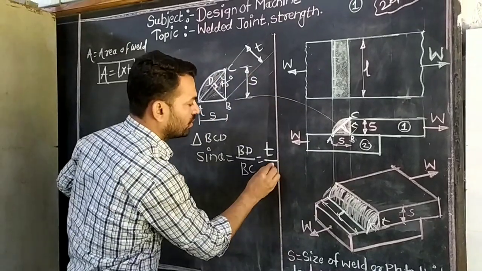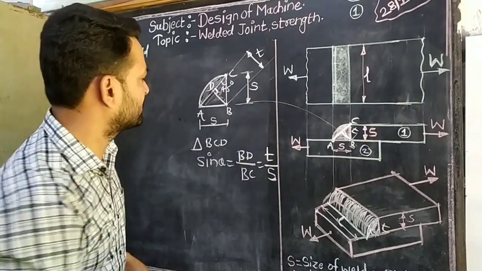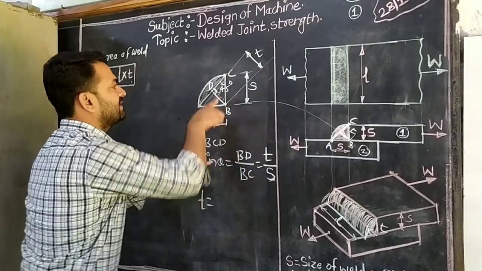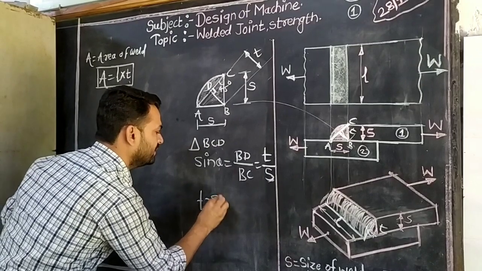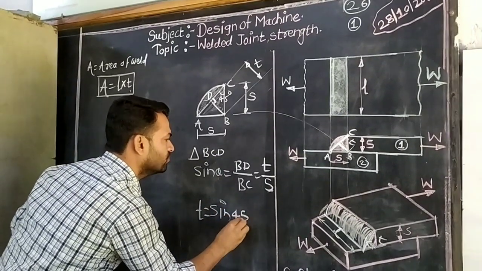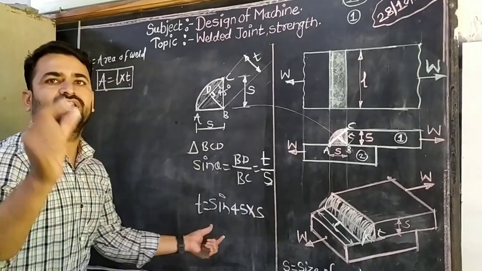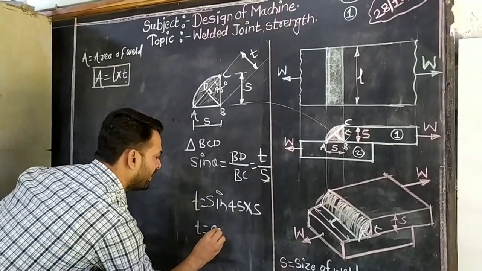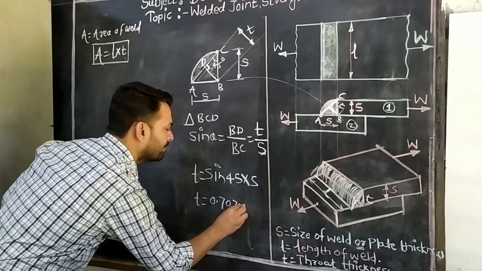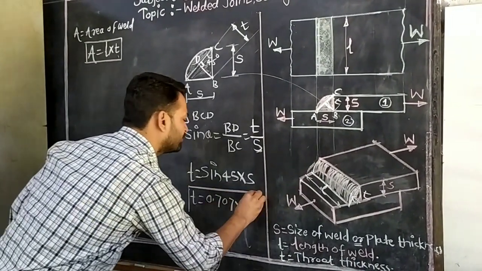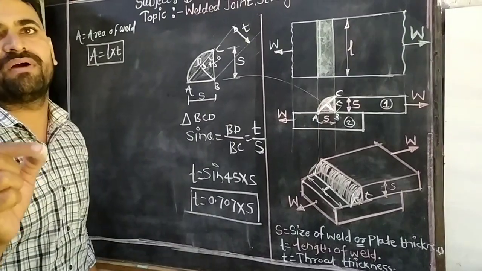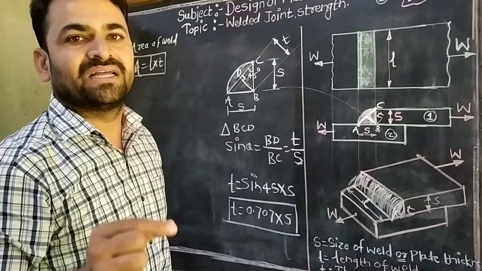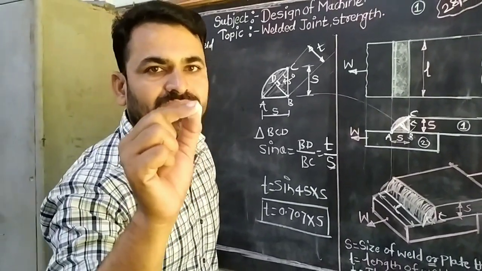BC will be equal to S. So throat thickness T will be equal to sin theta multiplied by S, as theta is equal to 45 degrees. So sin 45 multiplied by S, and the value of sin 45 is 0.707, so T is equal to 0.707 multiplied by S. This is the value of throat thickness, which plays a very important role in finding the area of the weld. So let's move towards how to find the area of the weld.